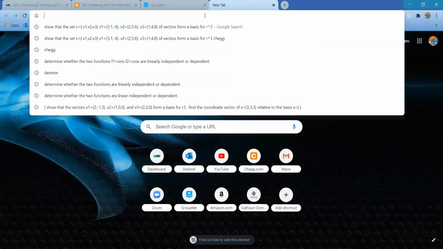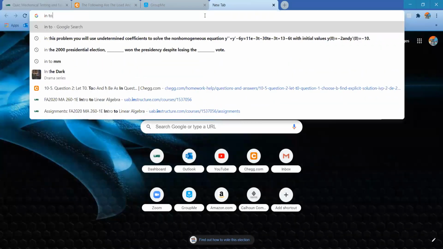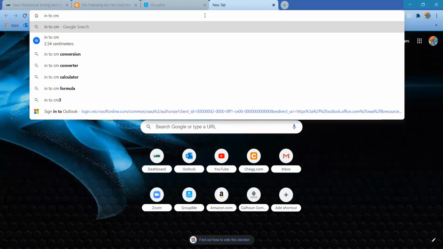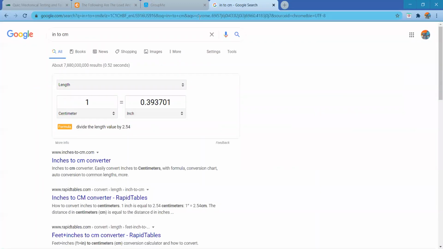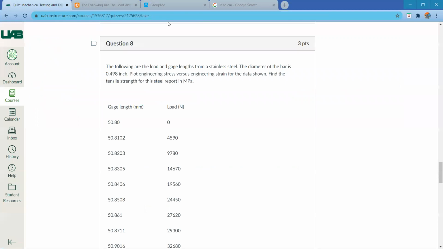And I am actually stupid, so I'm just going to double check myself real quick to make sure I do it right. I'm pretty sure it's 2.54 is the conversion from inches to centimeters. So I'm going to double check 0.498.